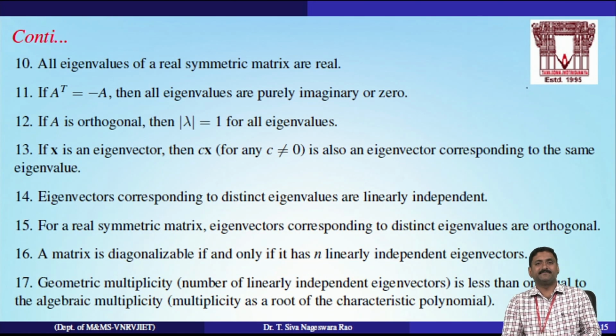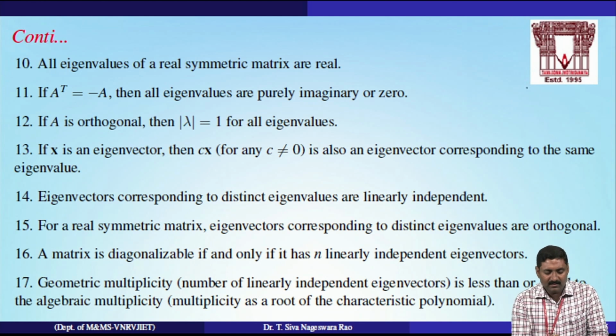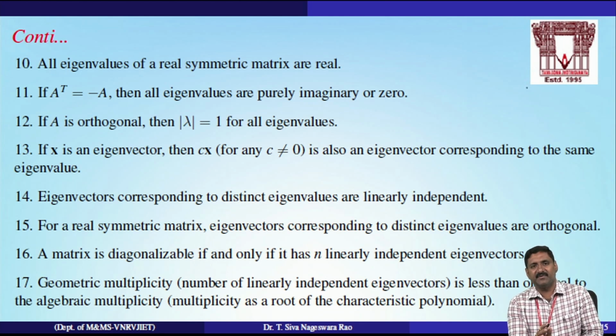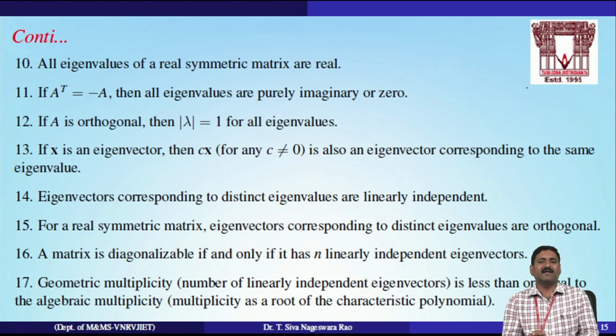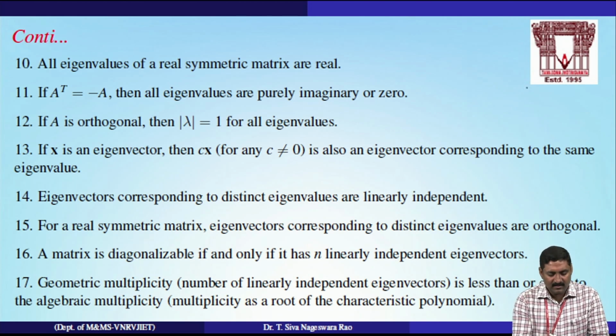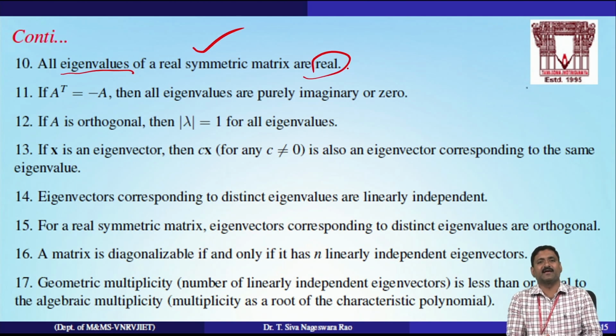Now next properties. Previously, in matrices and calculus, in the first unit, we saw types of matrices like symmetric, skew symmetric, orthogonal matrix, etc. Now we will discuss some properties of eigenvalues. What are the eigenvalues of a symmetric matrix, of a skew symmetric matrix, of an orthogonal matrix? The eigenvalues of a real symmetric matrix are always real.